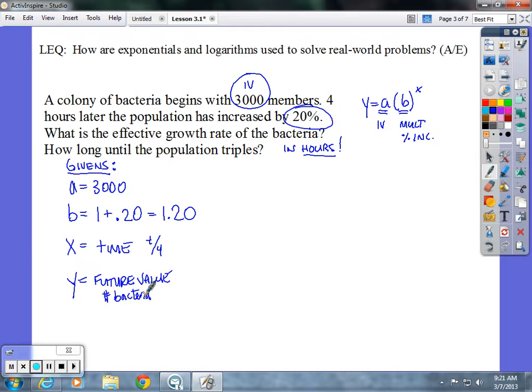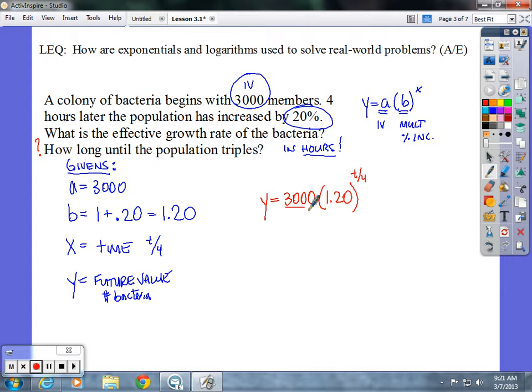So if I write the equation with everything I know, I didn't have to do much work here. They gave me what I need. I have y equals 3,000 times 1.20, the 20% increase, to the t over 4 power. Now, the second part of this question is how long does it take the population to triple?